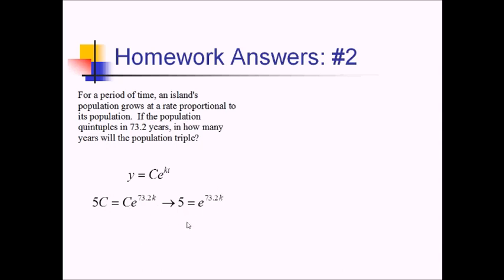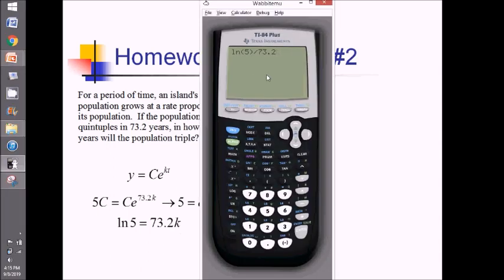So taking the ln of both sides, I have ln of 5 equals just 73.2k, because e goes away when you ln it. And then we're going to divide both sides by 73.2. So here we go, doing that on the calculator. Now I get this long, crazy decimal when I do this. I'm going to store that using my sto button.